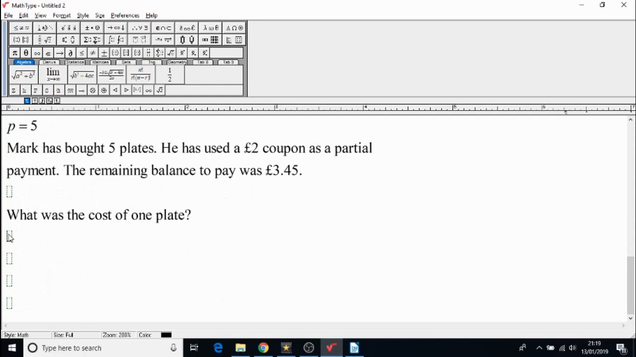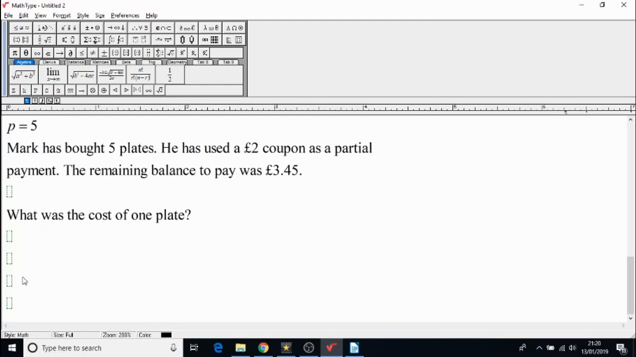And this question here is an example of a real life problem. Mark has bought 5 plates. He has used a £2 coupon as a partial payment. The remaining balance to pay was £3.45. What was the cost of one plate?